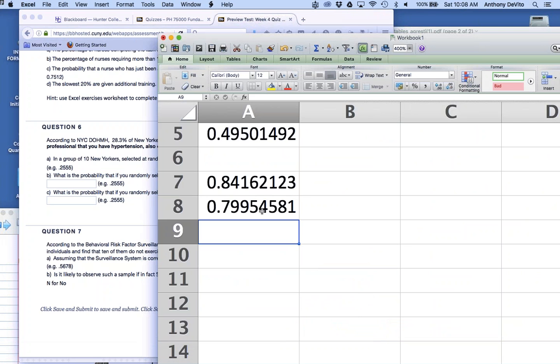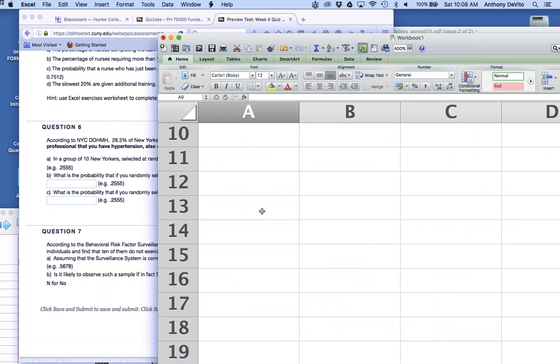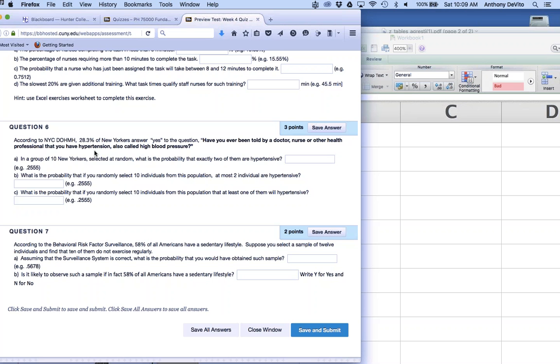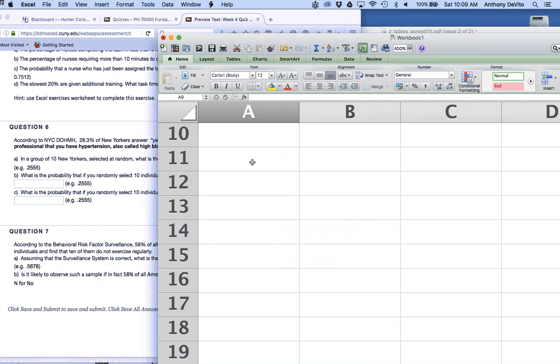I'm not going to go through quite as much of a discussion about how we got to this point. There is a formula for this that involves combinatorials and factorials and natural logarithms and so on. Very complicated, so I'm just going to take a practical approach. If I pick out 10 people at random, what's the probability that exactly 2 out of those 10 have hypertension? Overall the probability is 28%.